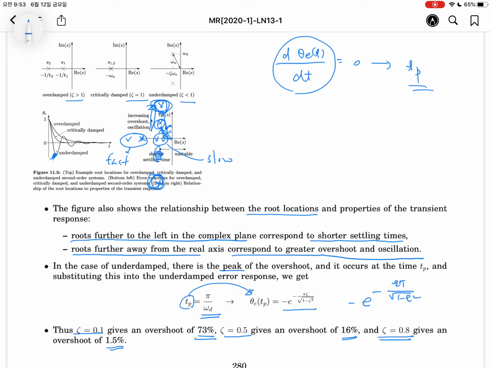Okay, the next issue will be 11.3, the motion control.